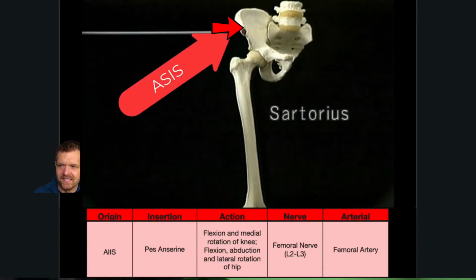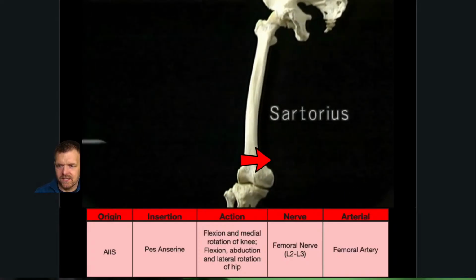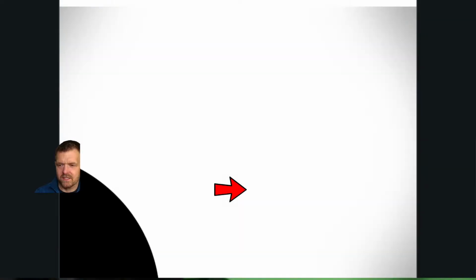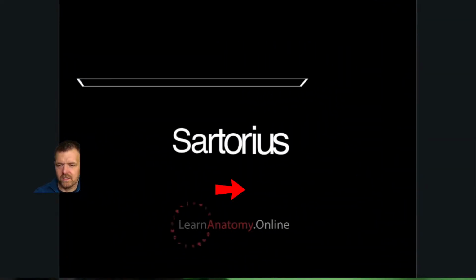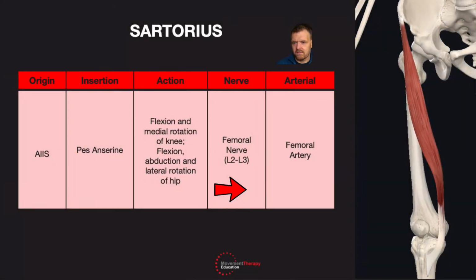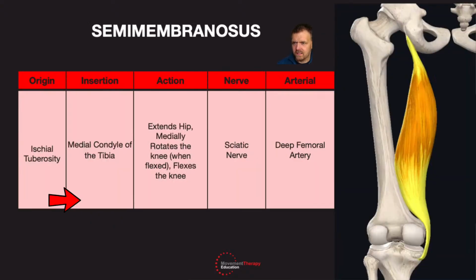So we've got ASIS, and then it snakes down and then onto the pes anserine, just there. Okay, so remember tailor's muscle, cross-legged seated, it's that kind of action that the sartorius does. Right. Okay, then we're on to last bit.